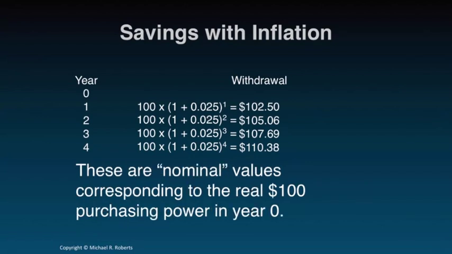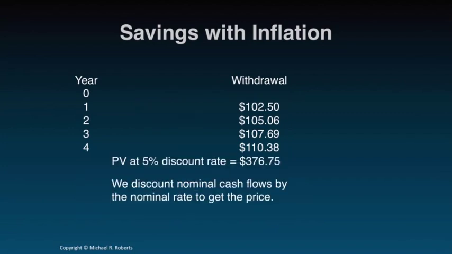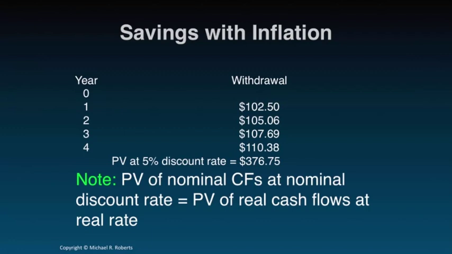Okay? Now, these are all nominal values corresponding to the real $100 of purchasing power. And so if we take the present value of these nominal dollars at the nominal discount rate, we get the 376.75. We discount nominal cash flows by the nominal rate. Keep that in mind. It's important to emphasize that. The present value of nominal cash flows at the nominal discount rate is going to equal the present value of the real cash flows at the real rate, right?